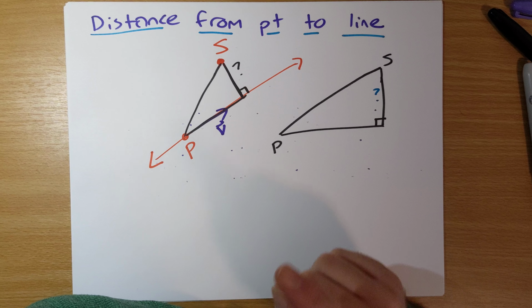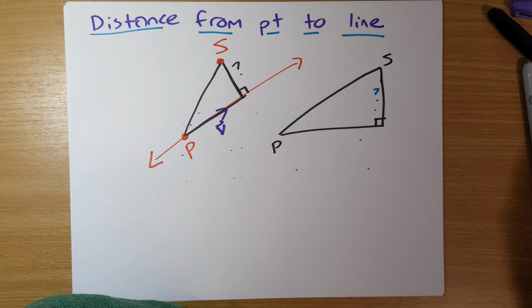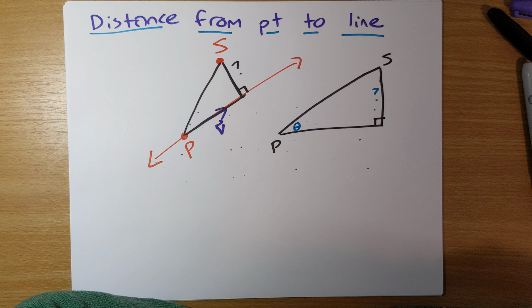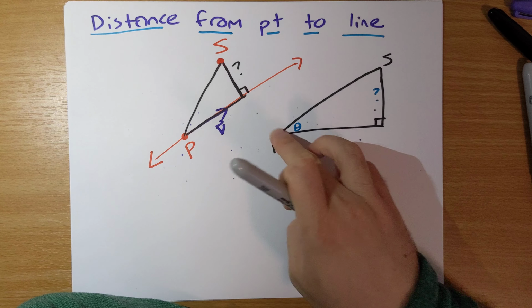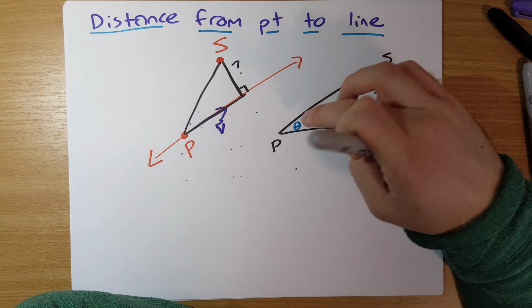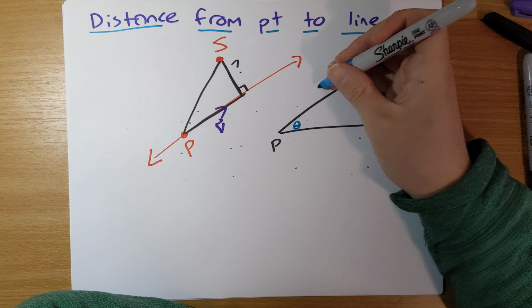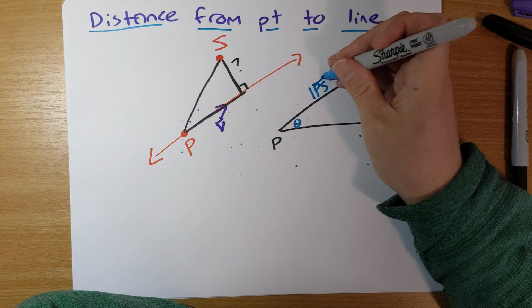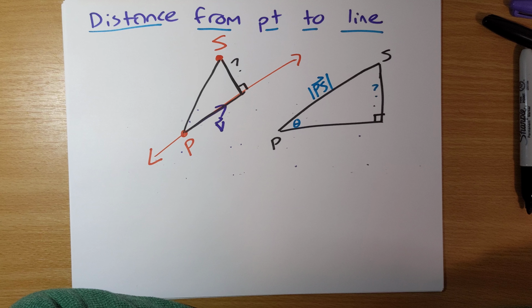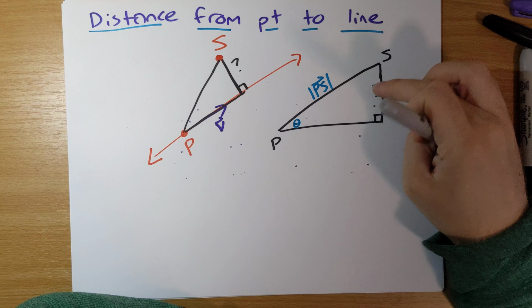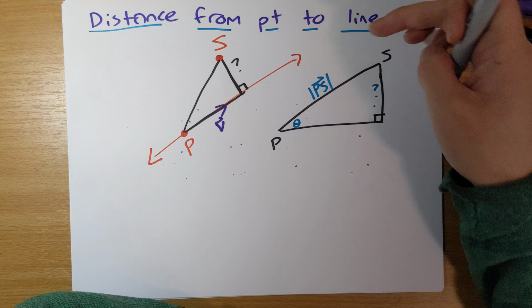Well, let me make two definitions here. Nothing insightful. I'm just going to call the angle between the line, down here is the line, and the vector from P to S, theta. And the length from P to S, I'm just going to say it's the length of the vector from P to S.